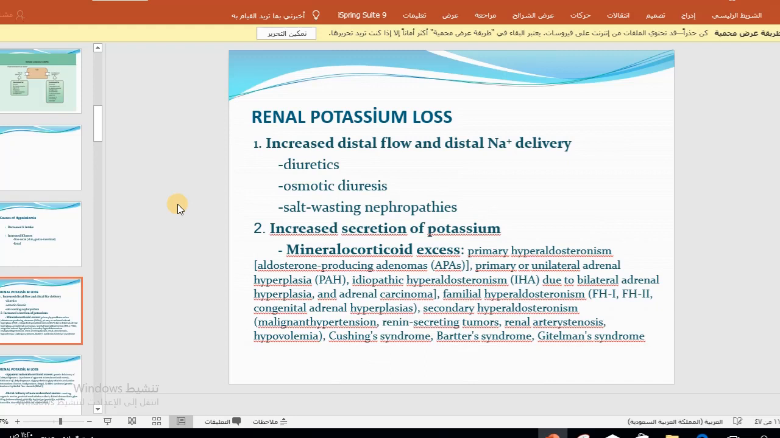Increased secretion of potassium is mainly due to mineralocorticosteroid excess, like primary hyperaldosteronism, and an activation of the RAS system. So renal causes of hypokalemia may be due to increased distal flow and distal sodium delivery due to diuretics, osmotic diuretics, or salt wasting nephropathies, or increased secretion of potassium by mineralocorticosteroid excess.